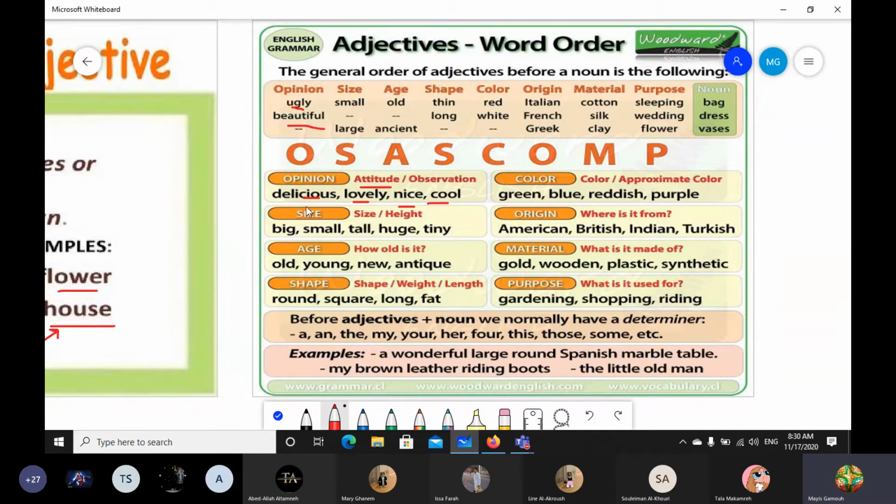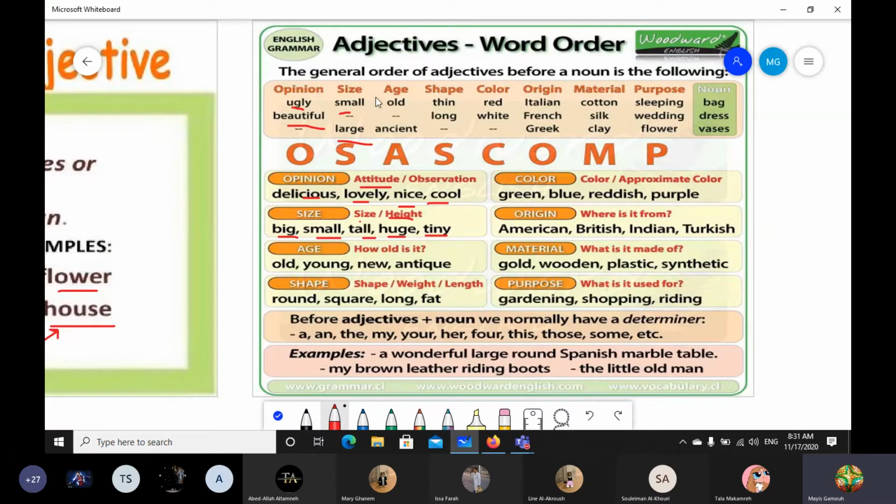Tamam. Then we go to the size. The size, is it small? Is it large? And when we talk about the size, you can talk also about the height. So is it big, small, tall, huge, tiny? Tiny, it means very small, and huge, it means very big.